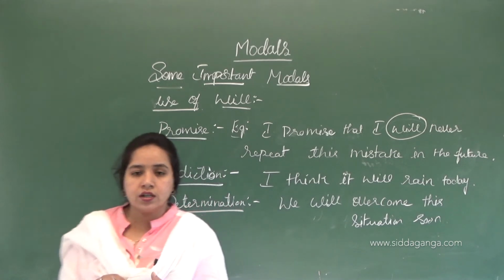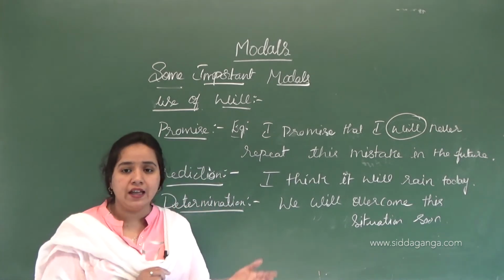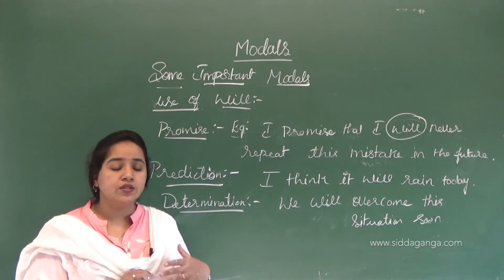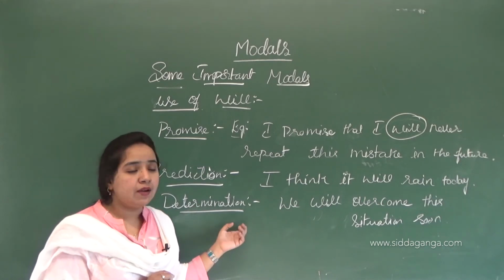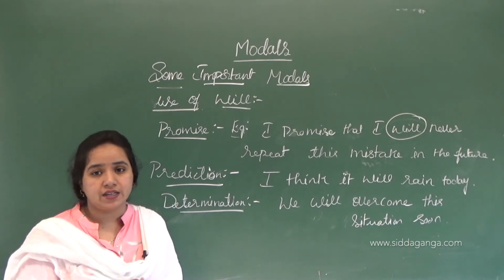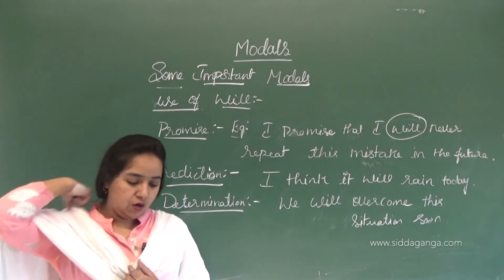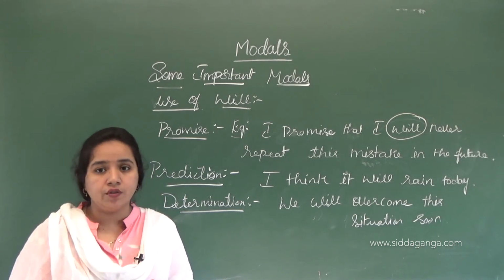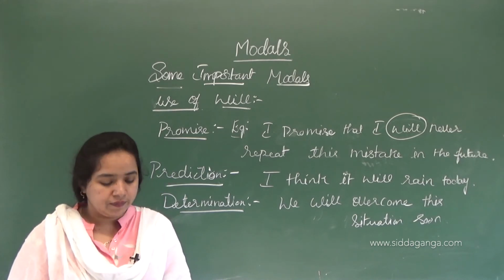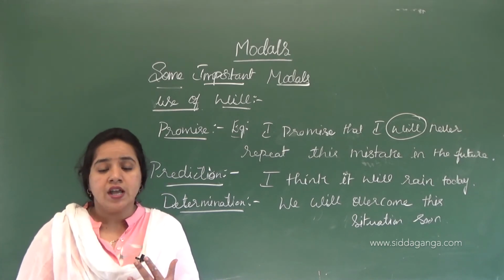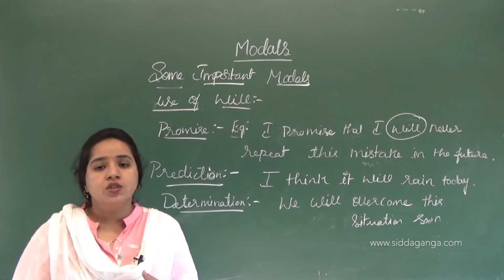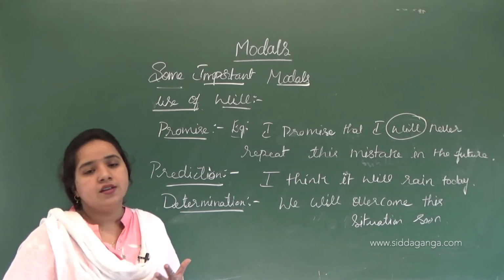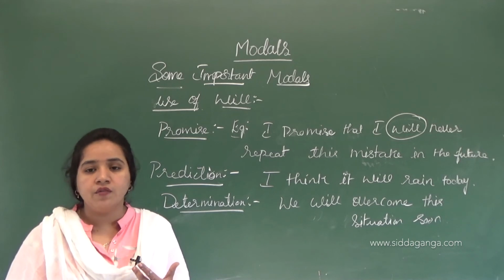So soon that thing is going to an end. Okay, so it tells the future action which is determined one, which expresses the determined action. So this is one. I hope that you all have understood how we are using this will in a sentence. Okay, expressing for prediction, expressing for a promise and expressing for a determination. So in those cases we are using this will in the form of a sentence.